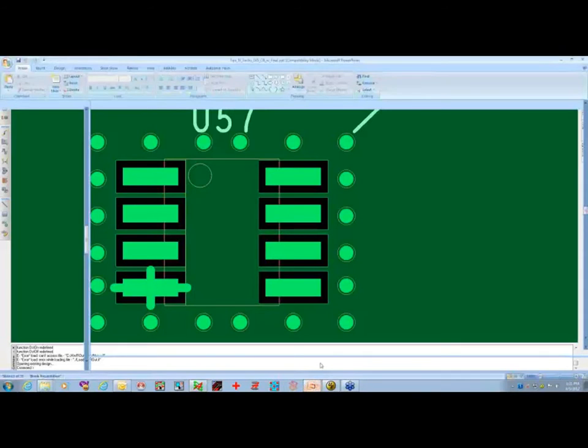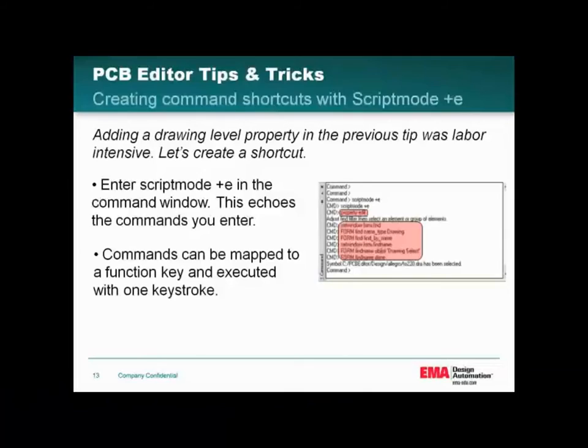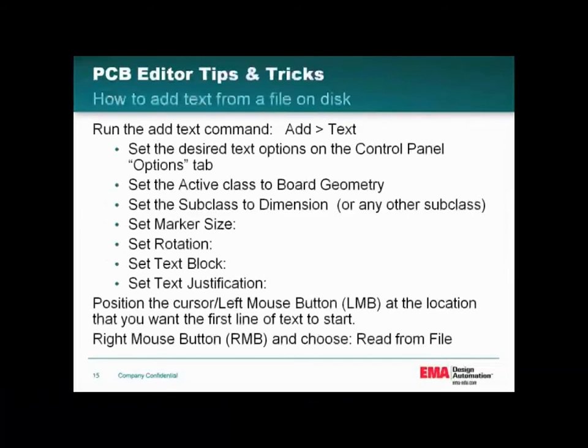Okay, so let's go to the next section. The next section is going to be covering how we can add text from a file on disk. This could be very handy if you wanted to add information to your fabrication drawing or something, or if you wanted to add maybe some bill of material information that was created from the schematic. Any kind of text that you would like to include in a drawing.